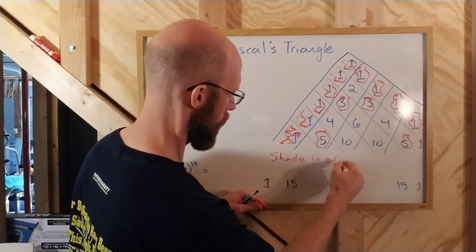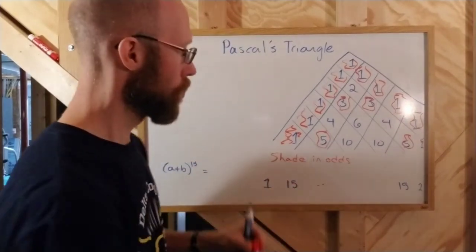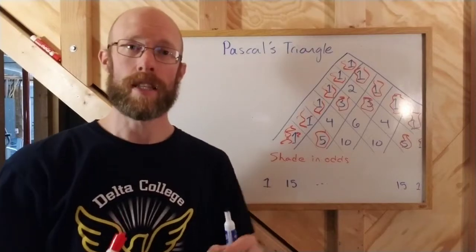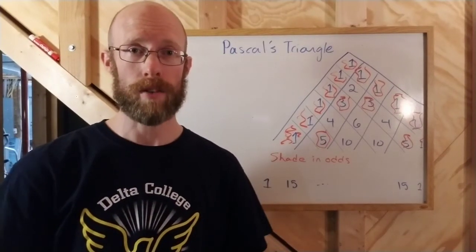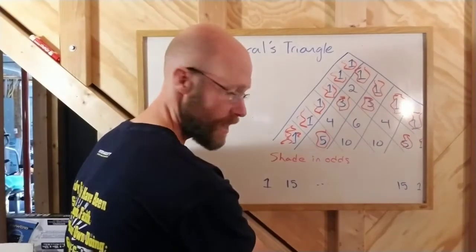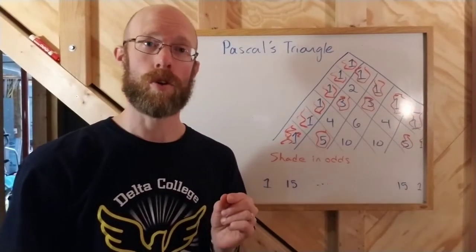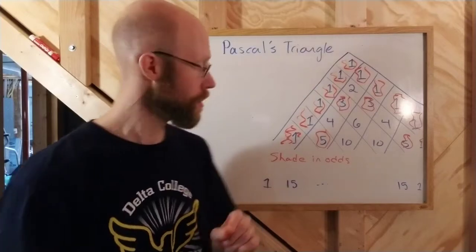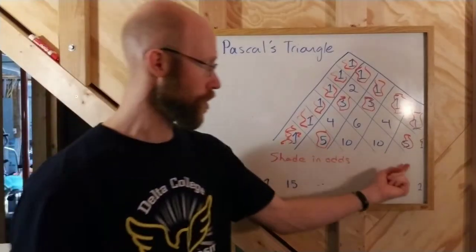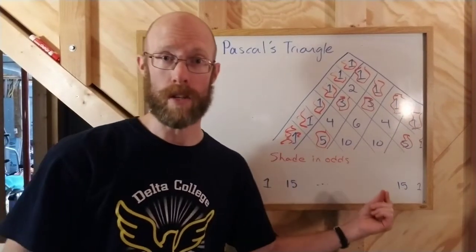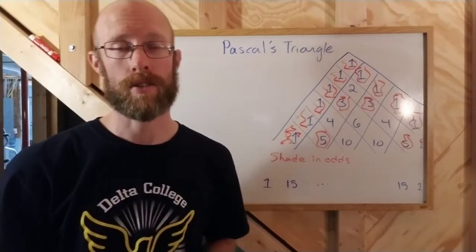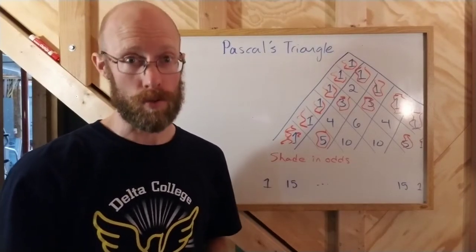Shade in odds. So you don't actually have to fill in the number all the way down the list, because obviously you won't fit them. The numbers get too big to fit in the boxes. All you need to do is know how to calculate odds and evens. How do you know if the next row is going to be an odd number or an even number in each box? That's an exercise I'm going to leave up to you to decide.